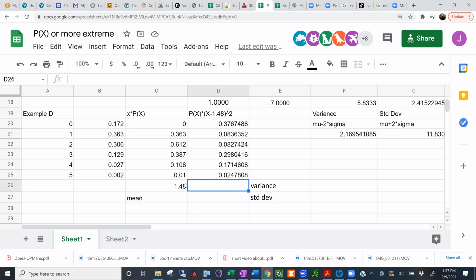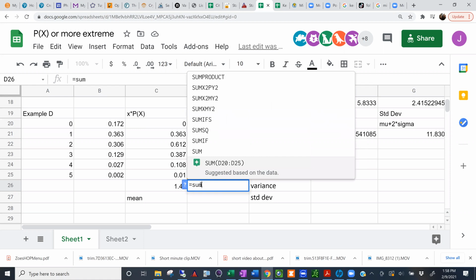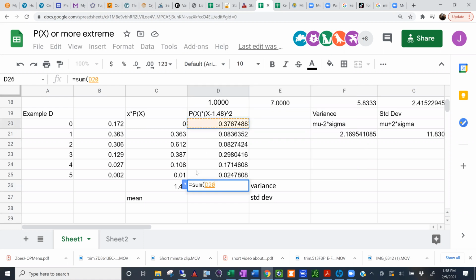So the variance is going to be the sum of this column. You could actually type in equals sum of all these numbers, right parenthesis. Kind of a clever way is just to drag this formula to the right, would have done the same thing. So kind of nice. Then I need the square root of this. Let me pause on the standard deviation. I don't want to get going too fast.